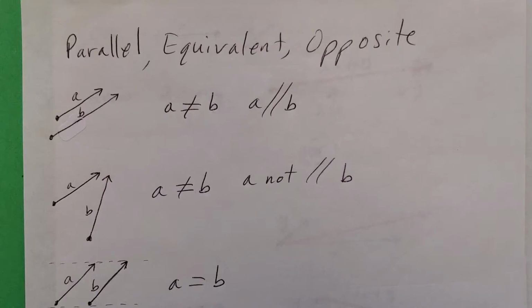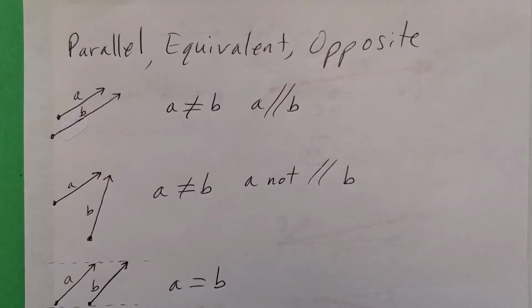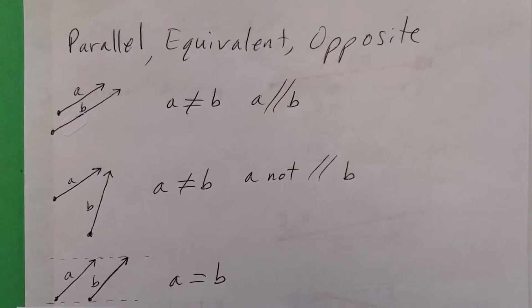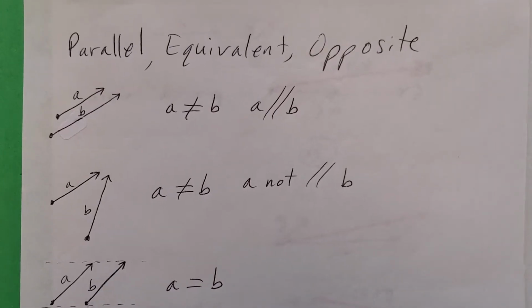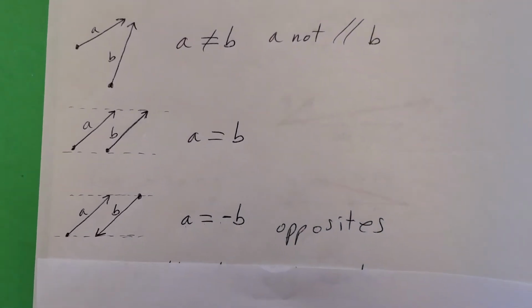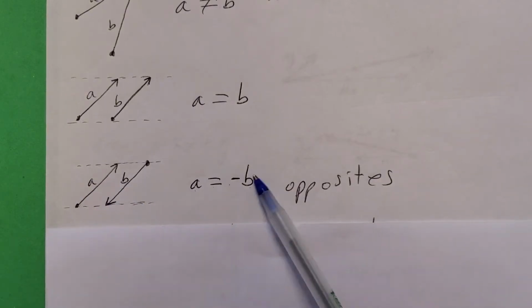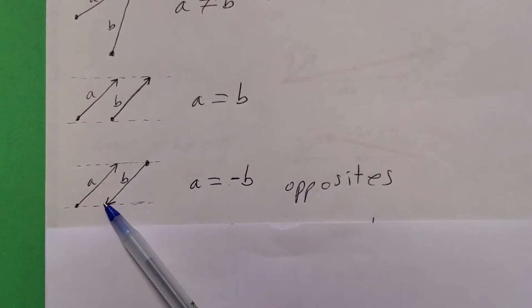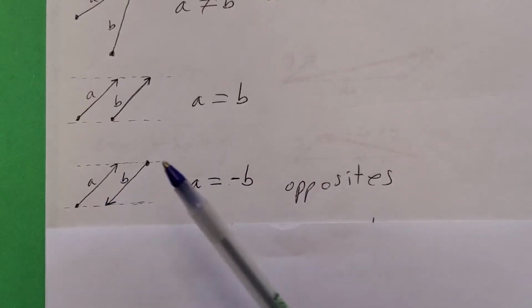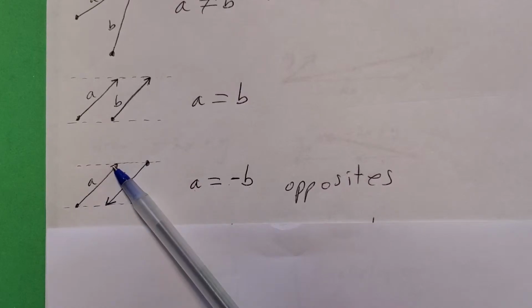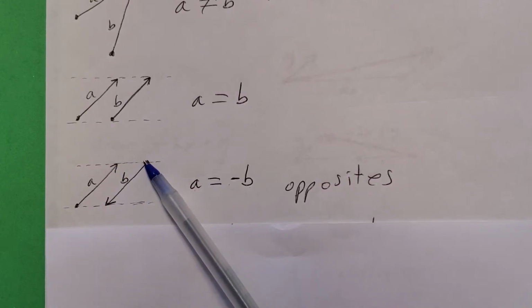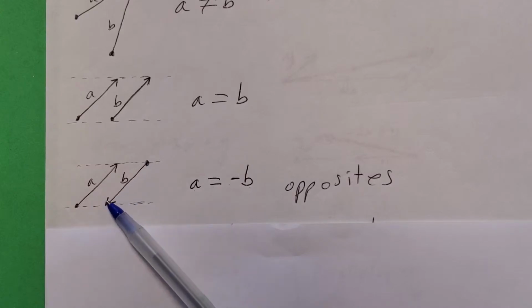Right? A is equal to B. Same direction, same length. Okay? What else do I have here? Oh, yeah, opposites. Just like numbers, opposites means negative. But because vectors involve directions, negative means the opposite direction. Right? So if you're going this way, then if you're going to be equal but opposite, then you're going to go this way. So they're equal but opposites.